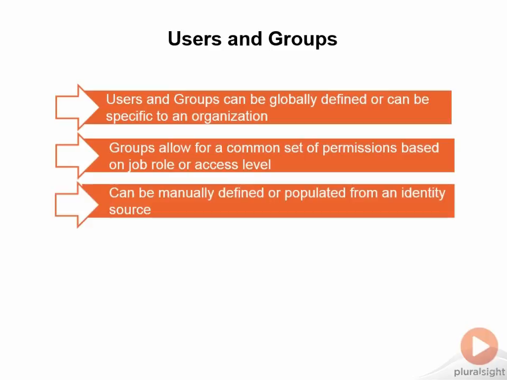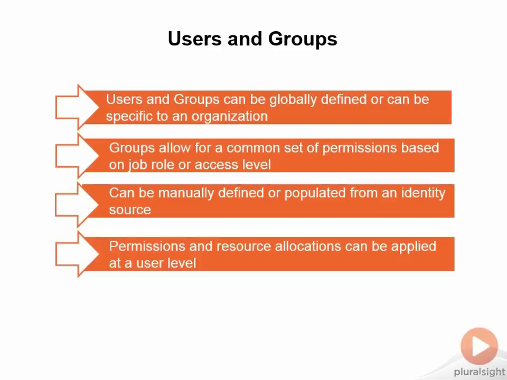Now, groups can be manually defined or also populated from an identity source. So remember, we can map Active Directory users and groups to a group within VCAC, meaning we don't have to redefine all those users and that group structure. We can just pull it in as attributes from an identity source.